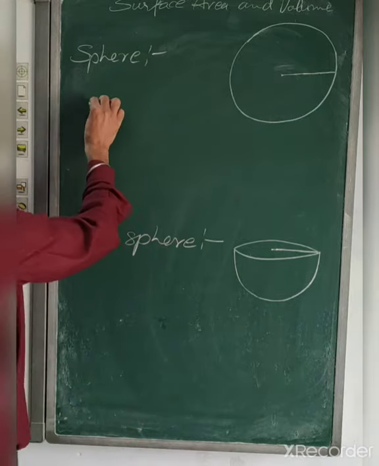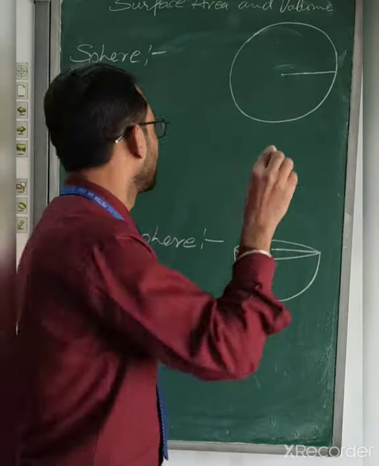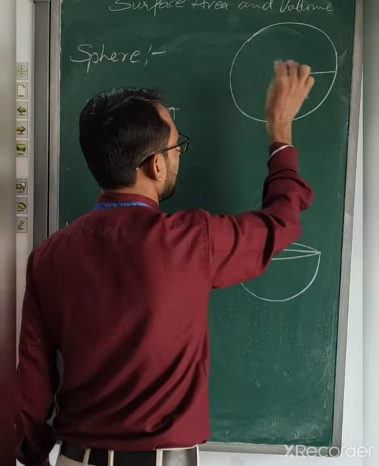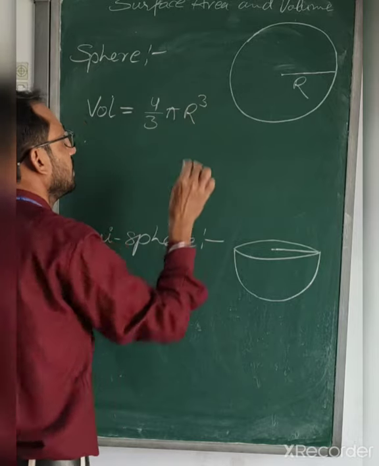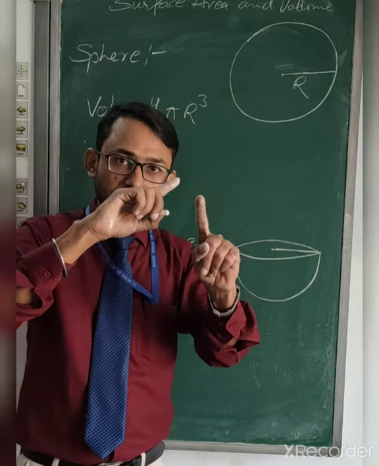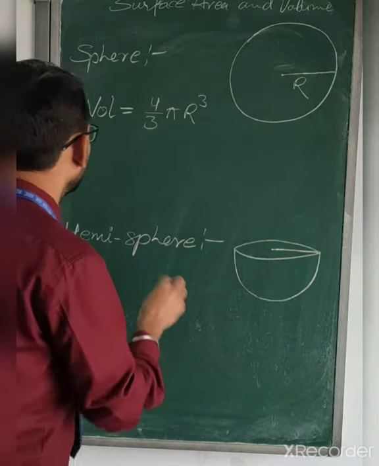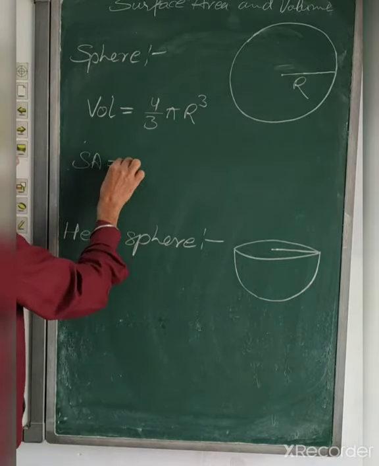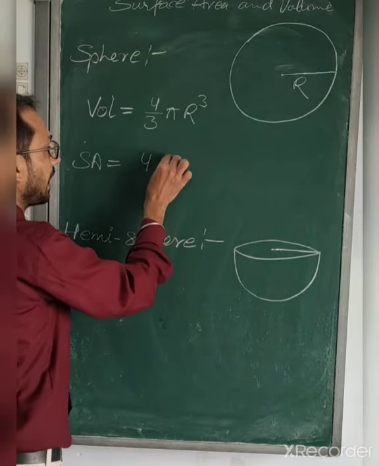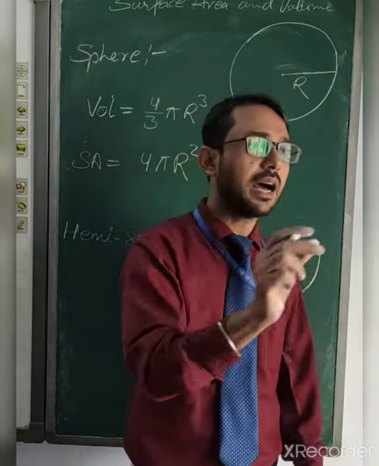So the volume of the sphere is 4 by 3 pi R cube, where we are supposing the radius is capital R. See, R is coming 3 times, that's why its unit is cubic unit, because unit into unit into unit means unit cube. Now the surface area, I am not writing curved or total, I am writing simply surface area. Its surface area is 4 pi R square.